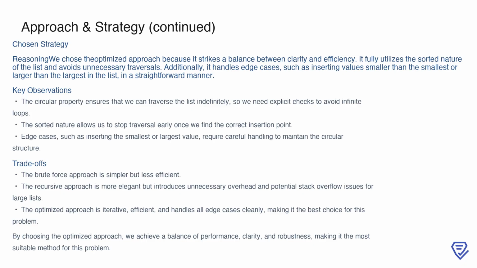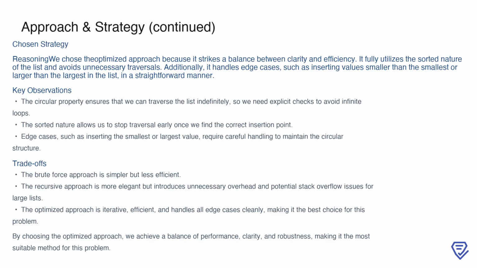A few key observations guided this decision. First, the circular property of the list allows for indefinite traversal, so it's important to implement explicit checks to prevent infinite loops. Second, the sorted structure of the list enables us to stop traversing early once the correct spot is identified, which improves efficiency. Finally, edge cases, such as inserting values outside the current range, can be handled directly without compromising the circular structure.